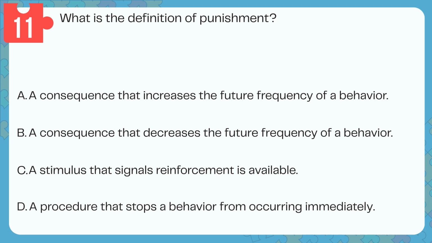Question 11. What is the definition of punishment? A. A consequence that increases the future frequency of a behavior. B. A consequence that decreases the future frequency of a behavior. C. A stimulus that signals reinforcement is available. D. A procedure that stops a behavior from occurring immediately.